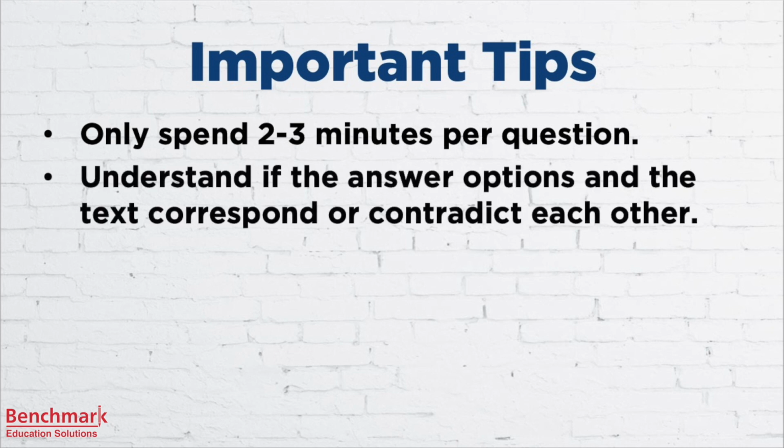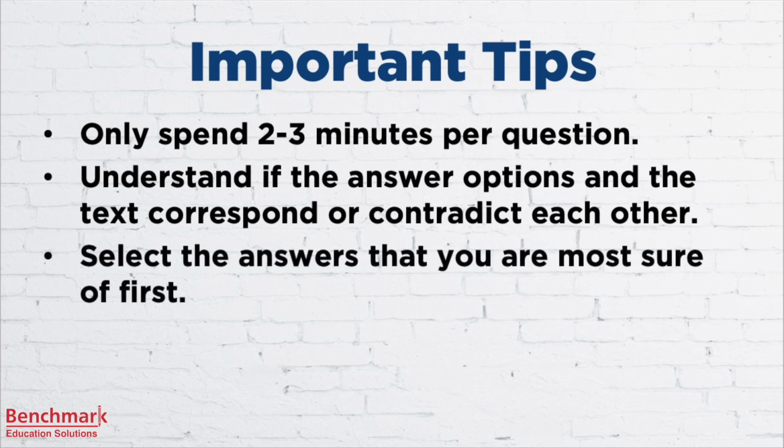Understand if the answer options in the text correspond or contradict each other. This is very important when choosing more than one answer and when you have many answer options to choose from. In terms of strategy and scoring, choose the answers that you're most sure of first. If you're not completely sure of an answer, just don't include it, rather than wasting more time reading the text and analyzing something.